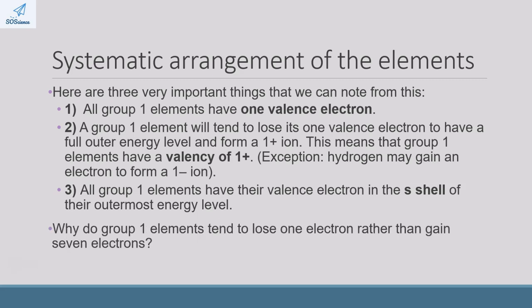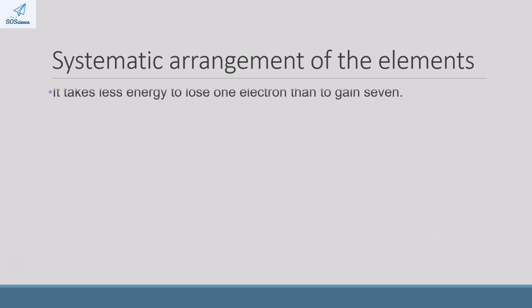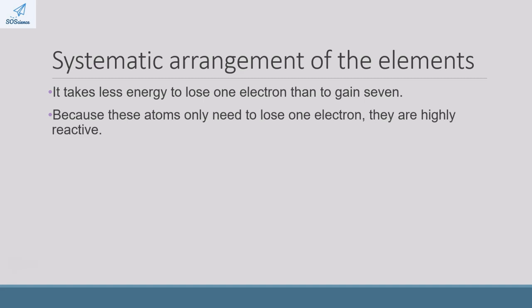Why do group 1 elements tend to lose 1 electron rather than gain 7 electrons? Well, that's because it takes less energy to lose 1 electron than to gain 7 electrons. It is not an option for these group 1 elements, except for hydrogen, to gain electrons. They will always lose their 1 valence electron. These atoms only need to lose 1 electron. They are therefore highly reactive because losing 1 electron is relatively easy.